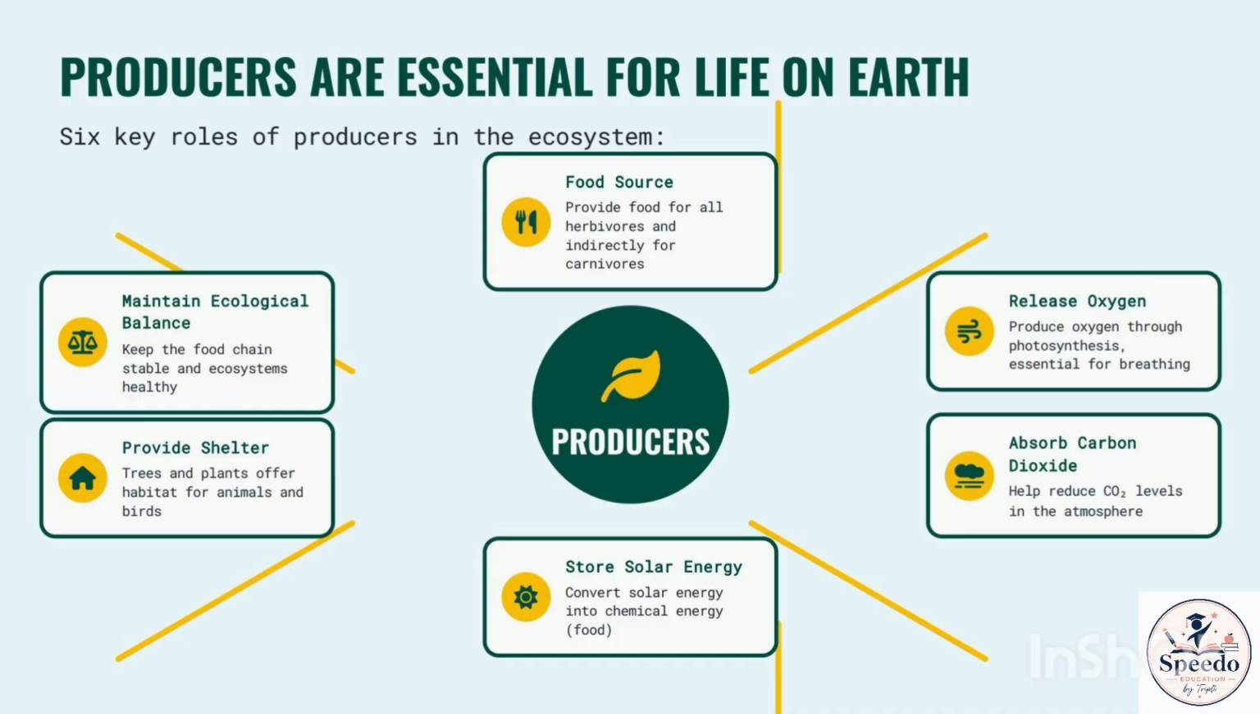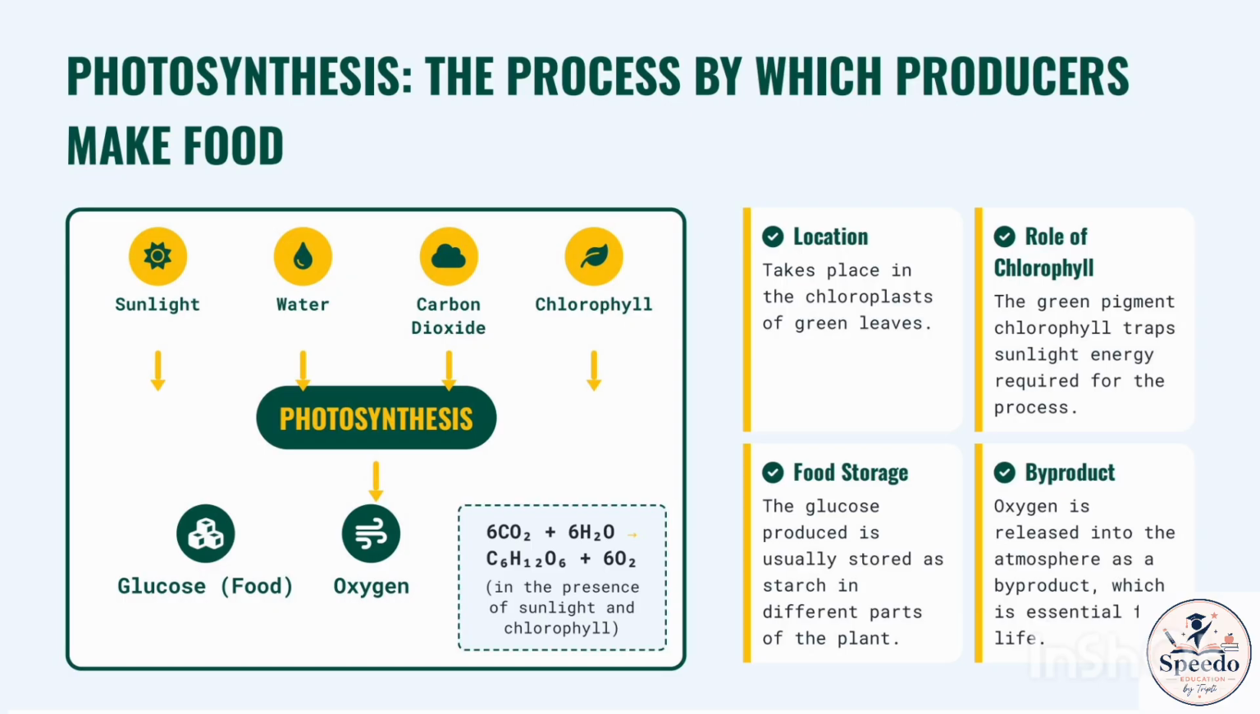Sixth, producers help maintain ecological balance. Producers connect the living and non-living components of an ecosystem. They use sunlight, water, carbon dioxide, and minerals to prepare food. This food supports consumers. After plants and animals die, decomposers return nutrients to the soil, allowing producers to grow again. This continuous cycle helps maintain ecological balance.